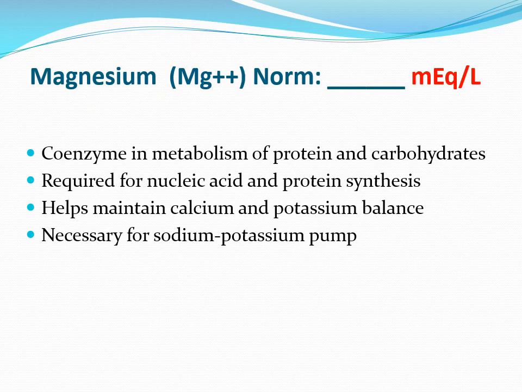Magnesium is usually a coenzyme in metabolism of protein and carbohydrates. It's required for nucleic acid and protein synthesis. It helps maintain calcium and potassium balance and is necessary for the sodium-potassium pump. So magnesium is one we look at a lot when we're looking at potassium issues because they're so interrelated. So you want to make sure that somebody's magnesium level is correct.